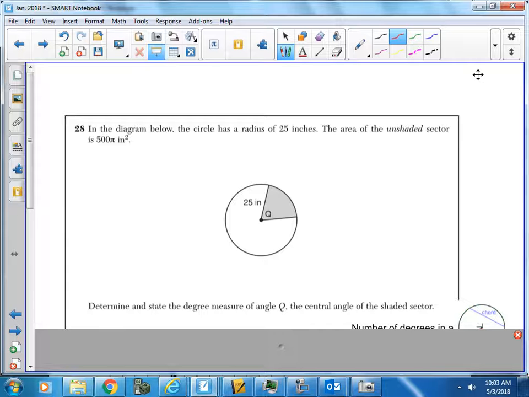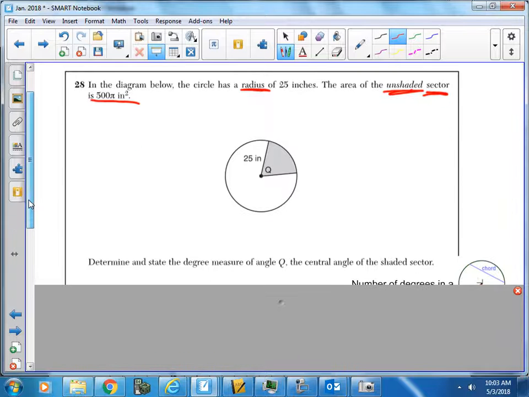In the diagram below, the circle has a radius, first keyword, radius, of 25 inches. The area of the unshaded sector, that's another keyword, is 500 pi inches squared. And let's look at what we actually have to answer. It says, determine and state the degree measure of angle Q, that's this angle here, the central angle, there's another keyword, of the shaded sector. All right, so there's some keywords.